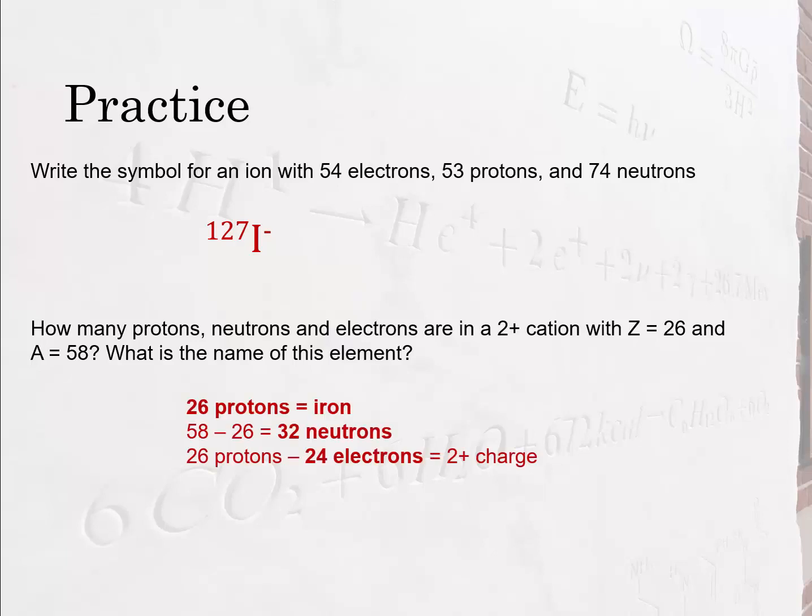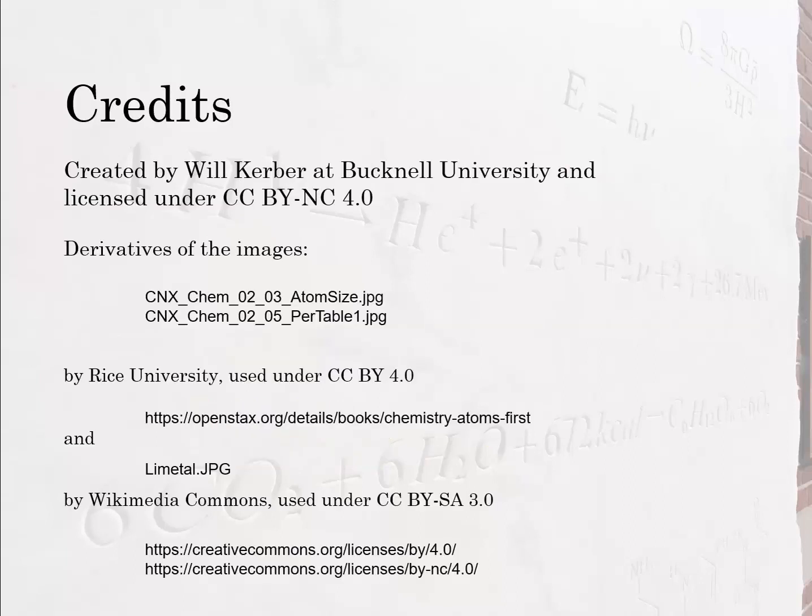26 protons is iron. The mass number minus the atomic number gives the number of neutrons, which is 32, and 24 electrons are needed to create a +2 charge.